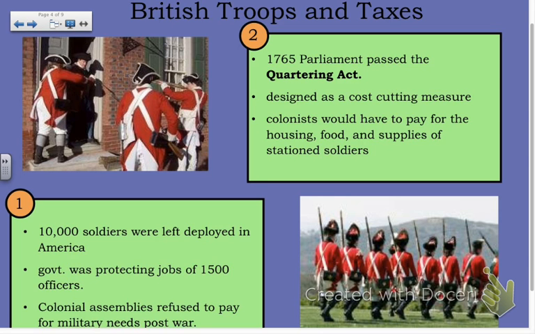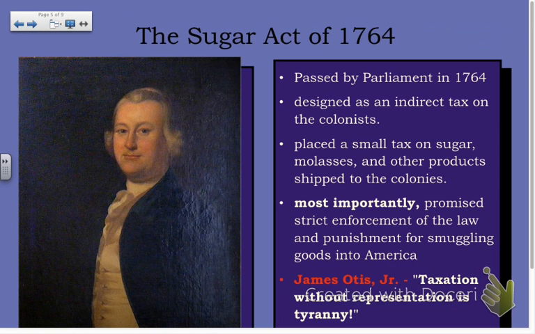In the past, the king would ask the colonial assemblies to pass new taxes to support these military actions. However, this time, Parliament decided to tax Americans directly. In 1764, Parliament passed the Sugar Act. This law placed a tax on sugar, molasses, and other products shipped to the colonies. More importantly, it called for strict enforcement of the law and punishment for anyone who smuggled these goods into America.